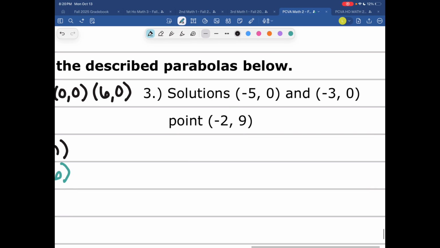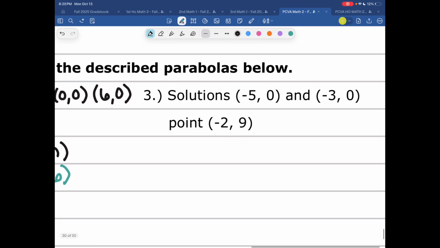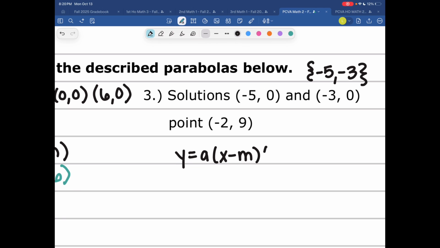All right, so this last example, obviously it's formatted where they actually give you the solutions. Again, they could format it where they did the set notation and just list what the solutions are or the x-intercepts. All right, so we have y equals A times x minus m, and then we have x minus n.